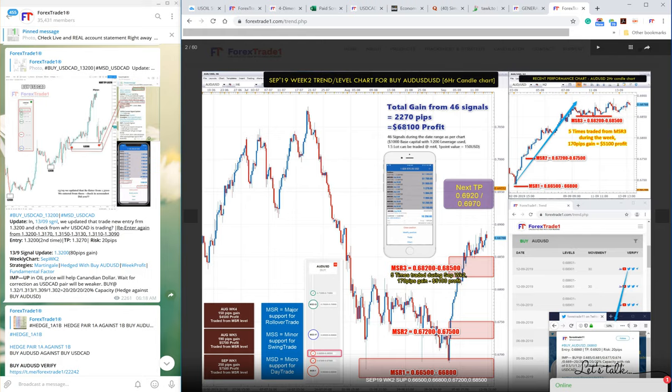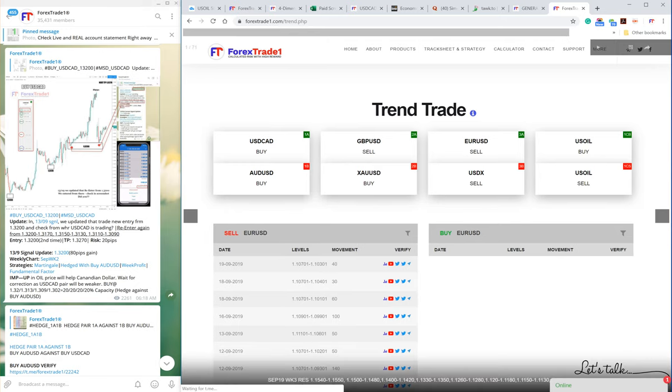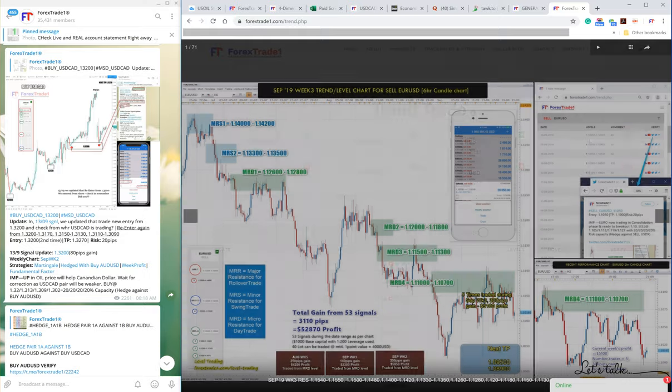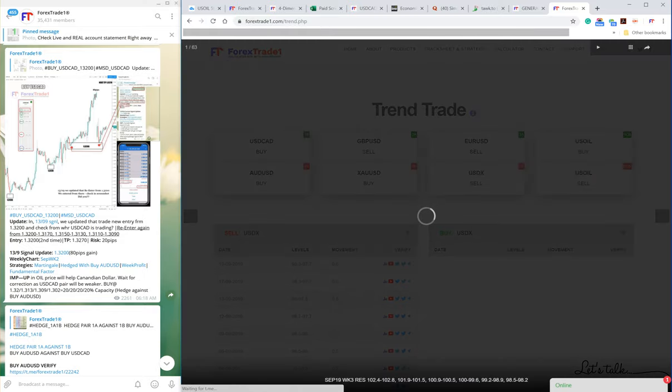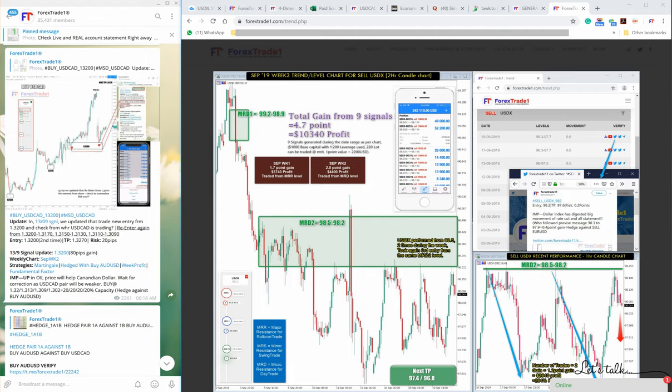Now we will check the same with US oil and Euro USD. We will first check Euro USD. This week Euro USD performed precisely from level 1.1100 to 1.1070, and it fell to near 1.1000. Our TP for the Euro USD is 1.0950. The same goes with USDX. USDX fell precisely, and traded three times from the MRD 2 level, 98.5 to 98.2. You can check here, this is the first time, this is the second time, and this is the third time. Three times it traded precisely from the level.